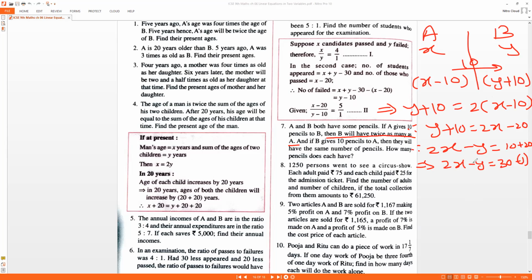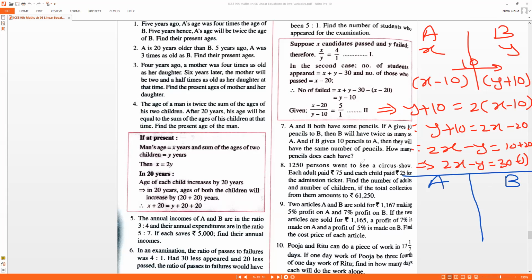We have to form one more equation. Let me use a different color. How to form the second equation? Listen carefully. If the reverse happens and B gives 10 pencils to A, then they will have the same number of pencils.